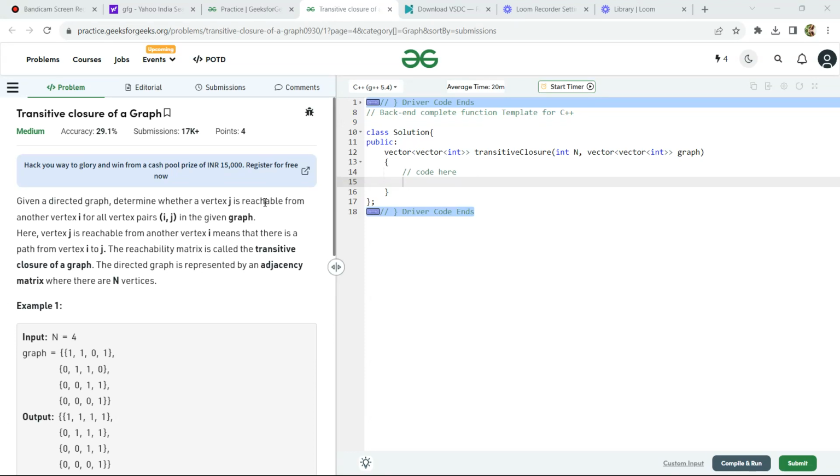Today we are going to solve the transitive closure problem of a graph. So the question is given on the GFG. So let's read the question first.